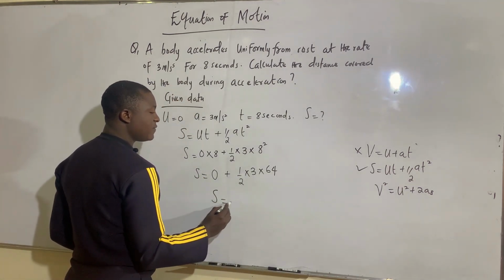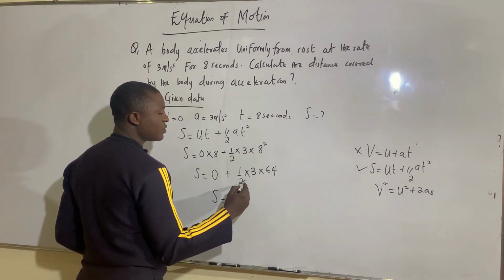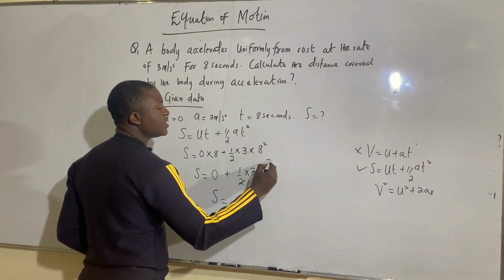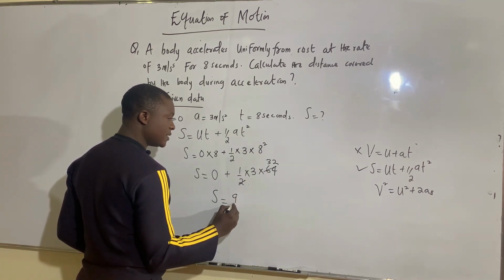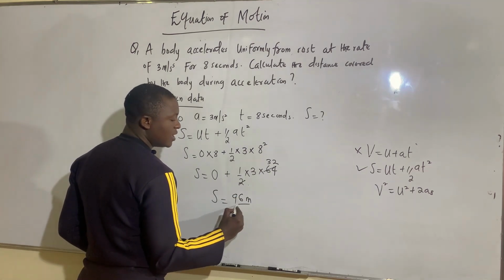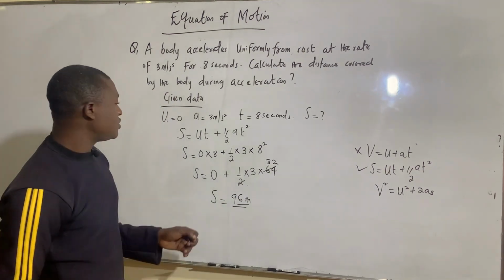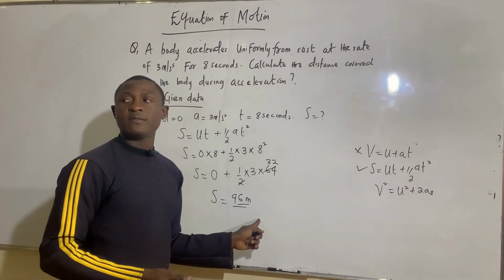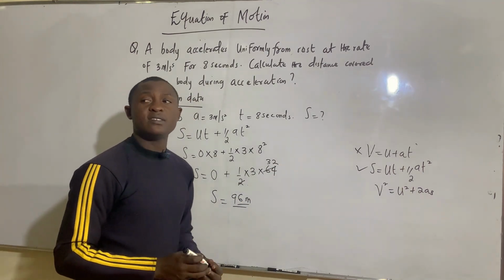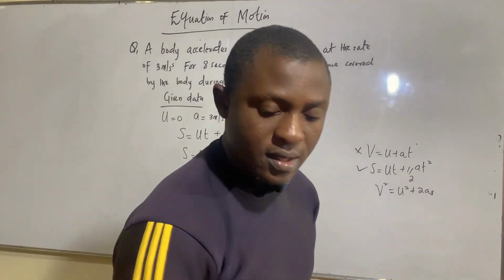So here we are going to have x is equal to 2 times 1 times 32, so 3 times 32, we are going to have 96 meters. And depending on how you want it, you can say 1 times 3 times 64 divided by 2. You are still going to have the same result. So that means our distance here is equal to 96 meters.